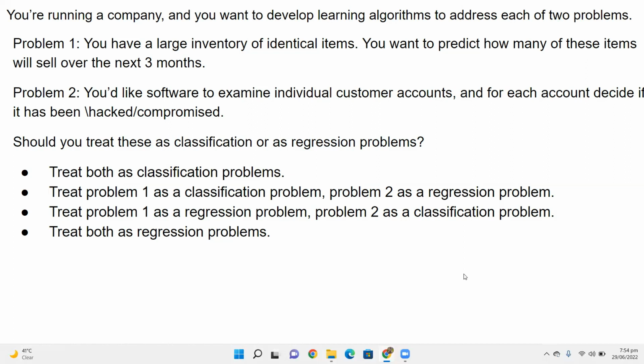So that's it for supervised learning. In the next video, I will talk about unsupervised learning, which is the other major category of learning algorithm.